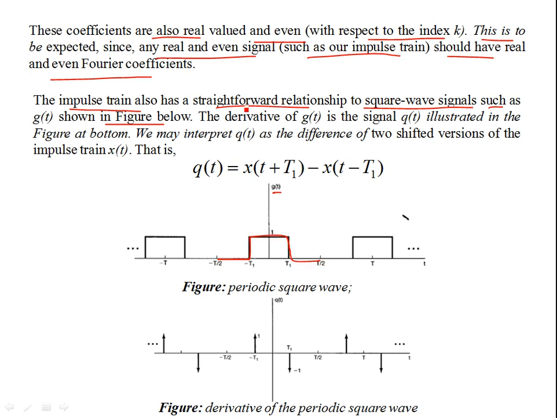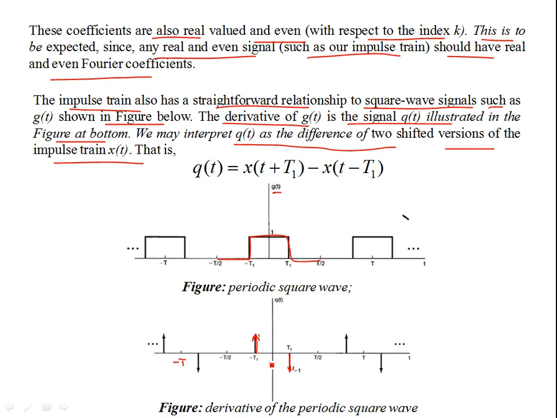The derivative of g(t) is the signal q(t), illustrated at the bottom of the figure. The derivative is going to consist of impulses like this, at minus T1 and then at plus T1, and this trend continues at plus or minus T, and at plus or minus 2T as well. We may interpret q(t) as a difference of two shifted versions of the impulse train, that is x(t+T1) minus x(t-T1).